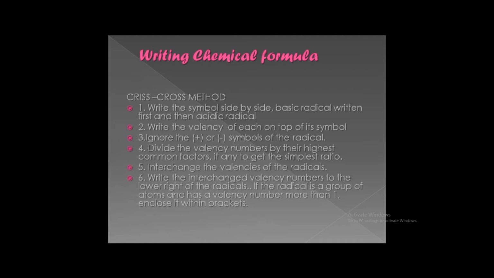Second step, write the valency of each on top of its symbol. Third, ignore the plus or negative symbol of the radical. Fourth, divide the valency numbers by the highest common factor, if any, to get the simplest ratio. Fifth, interchange the valencies of the radicals. And sixth, write the interchanged valency number to the lower right of the radicals. If the radical is a group of atoms and has a valency number more than 1, enclose it within brackets.